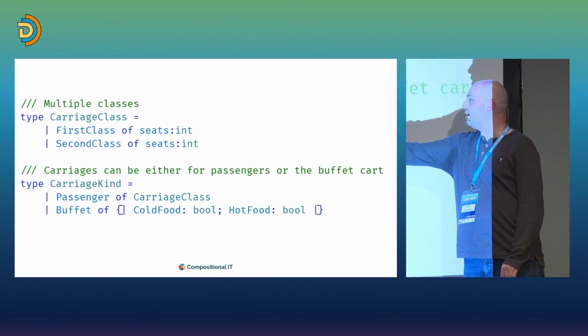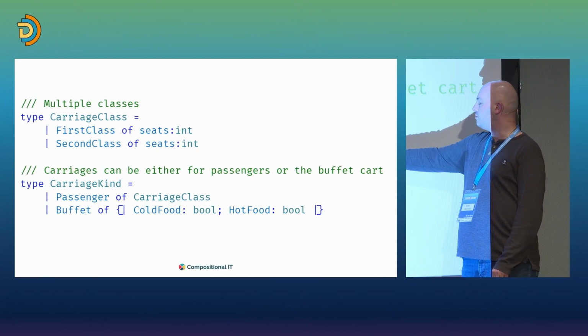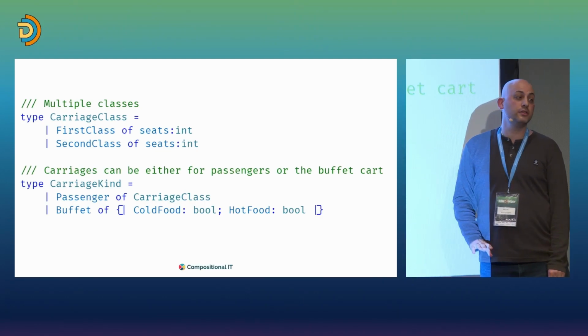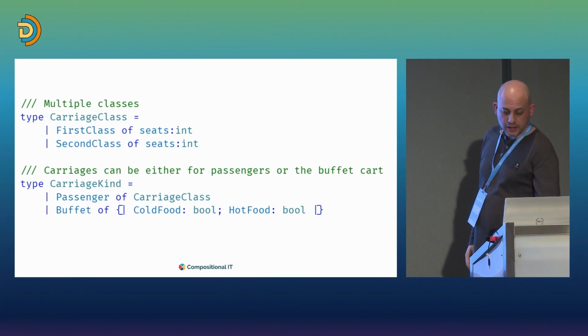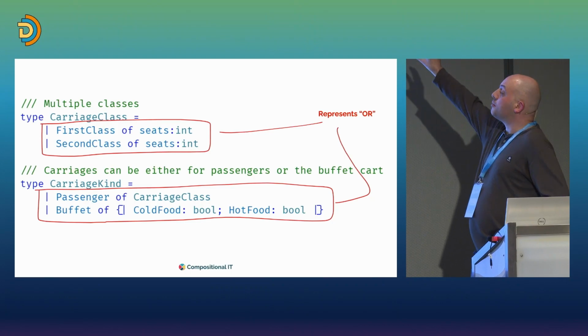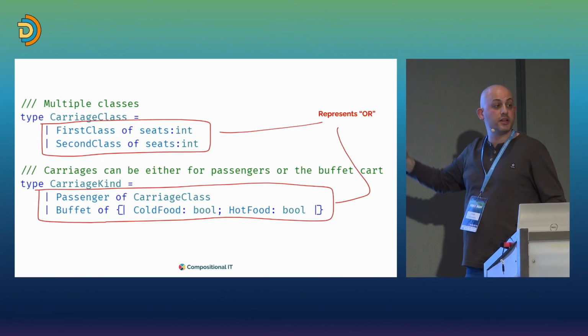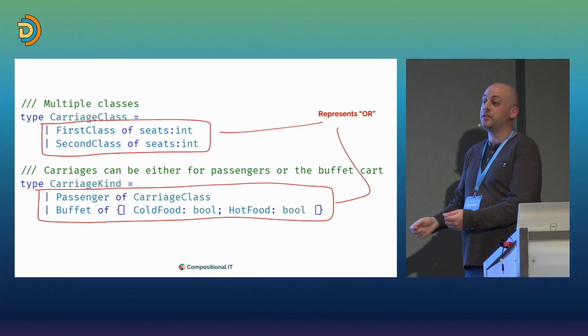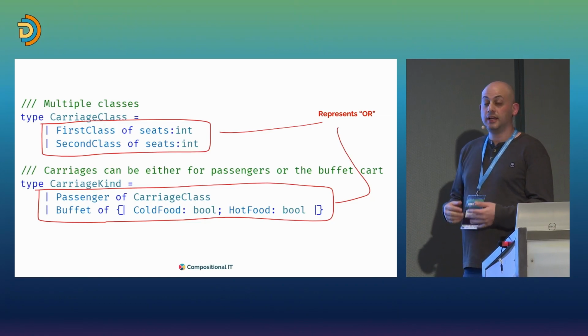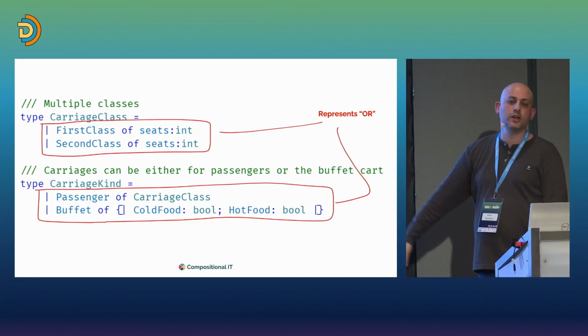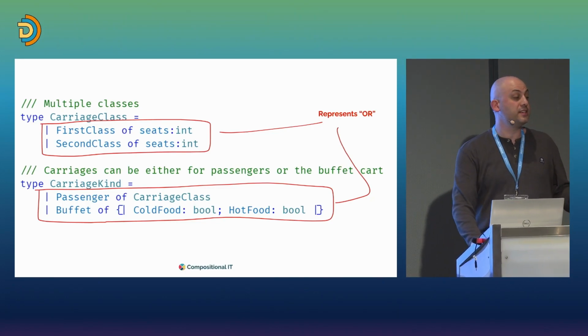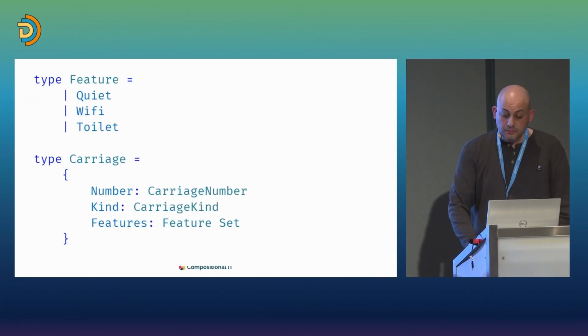Otherwise, it's a buffet cart, and I've just put it in line here, but it's got 2 booleans, is it cold or hot food? And we could clean that up later. But this is a very different way of modeling now. These represent OR cases built into the language, one or the other. This is either or. So when you're talking with customers, and they tell you this, well, it could be this or that. That's basically a 99.9% use case for a union type that fits exactly what they're asking for.